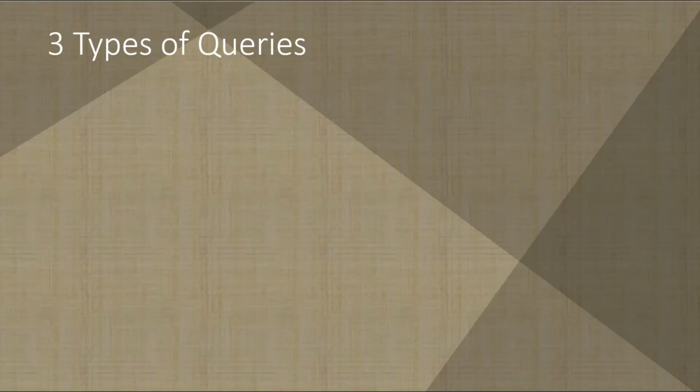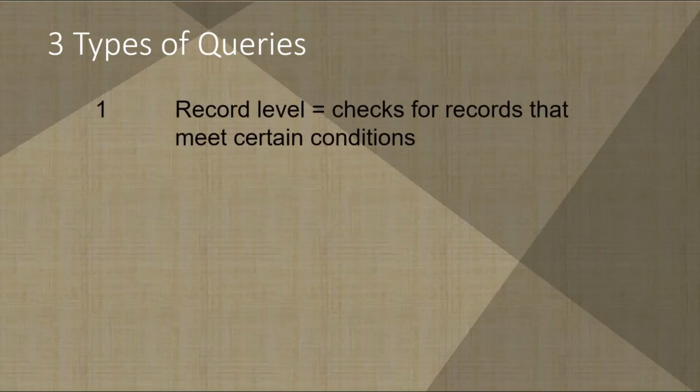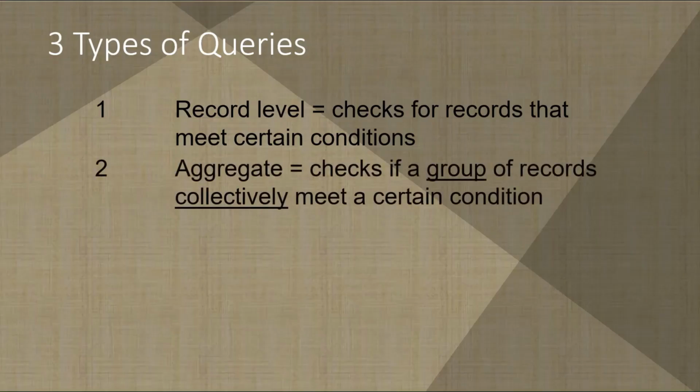There are three types of queries. The first is a record-level query, which checks for records that meet certain conditions. For example, invoices that are overdue for payment, or stock that is approaching its reorder level, or sales quotes that expire in 3 days.